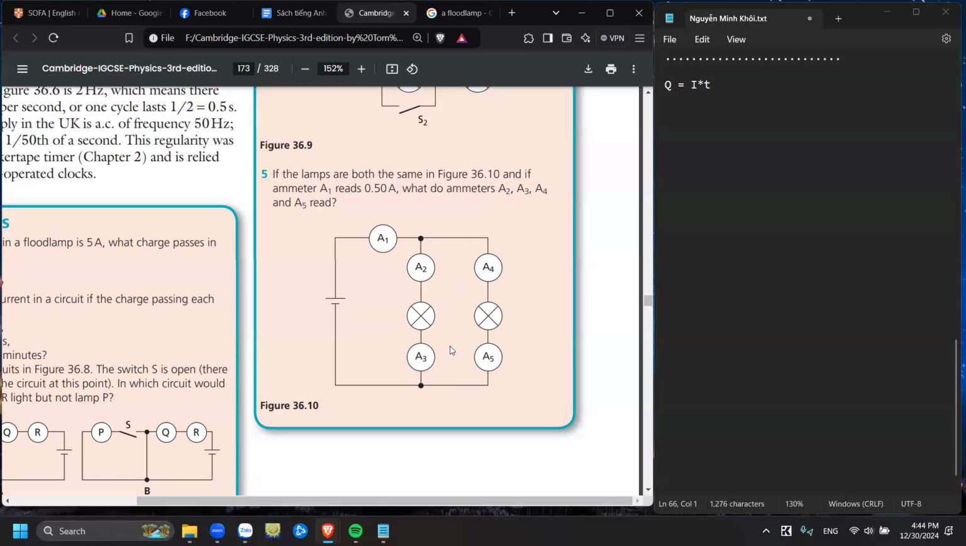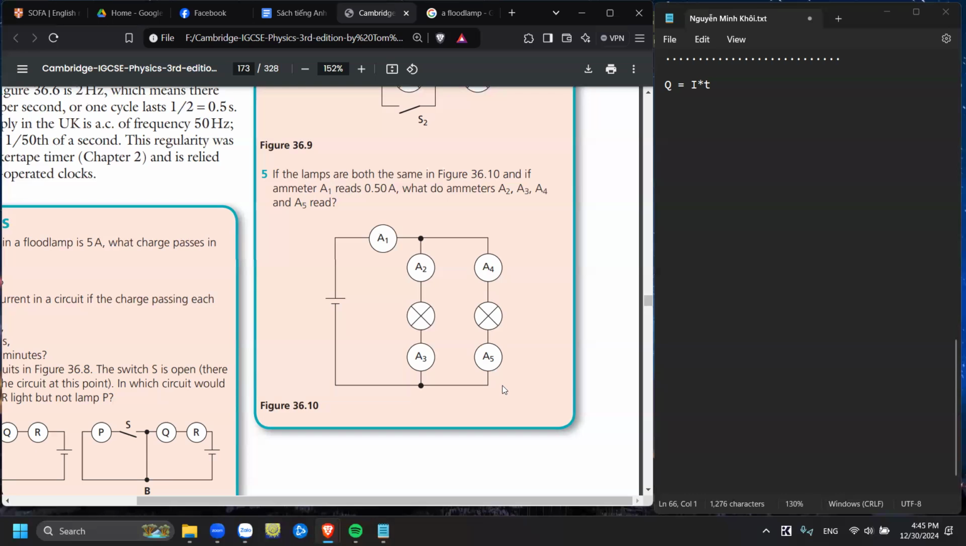Okay, so let's first think about it this way. Where does the electricity go through first? It has to go this way. Look at my cursor. It goes up there and goes through ammeter A1, right? And then it has to split into two. And because the two lamps are the same, the flow has to be split equally into two. So this branch receives 0.25 ampere, and this one also receives 0.25 ampere. Is it understandable?